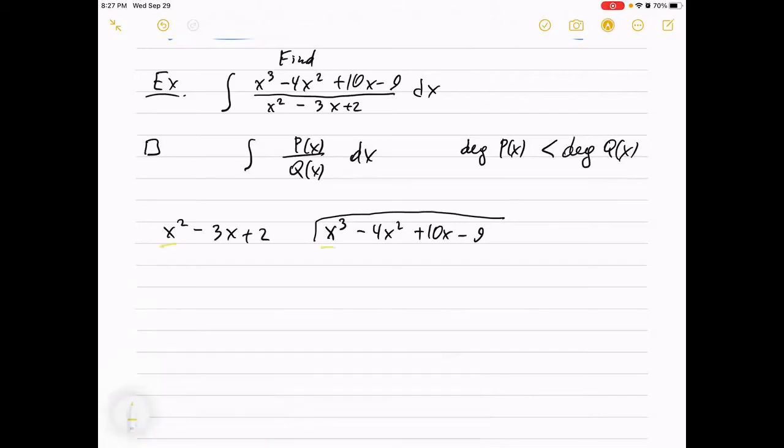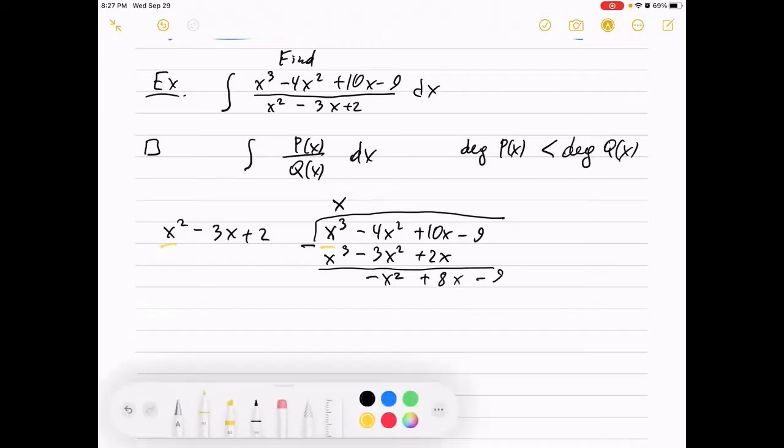relating coefficients. So we have x squared and you want to get x cubed. So from x squared to get x cubed, we need to multiply by x. So multiply the whole expression by x. So we're going to get x cubed minus 3x squared plus 2x, and you can just subtract. So we're going to get x cubed minus x cubed is 0, minus 4x squared plus 3x squared, so we're going to get negative x squared, 10x minus 2x, 8x minus 9.